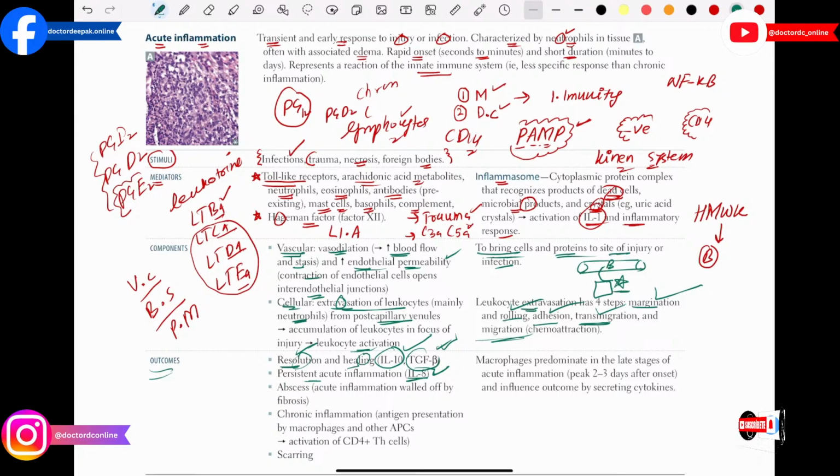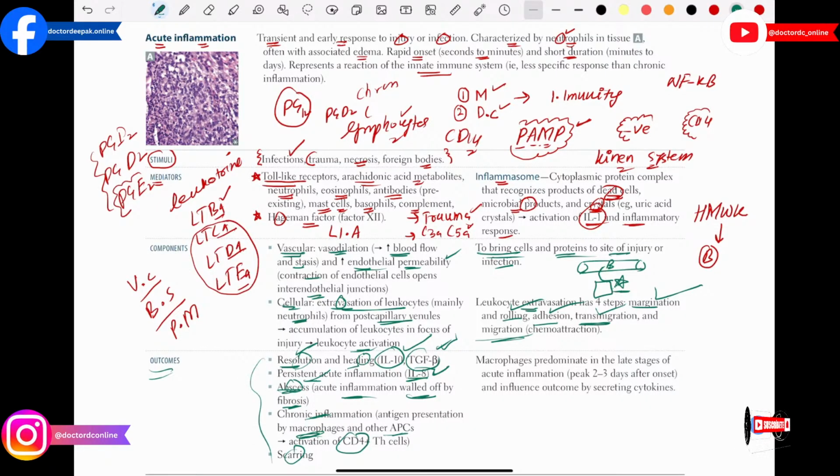Then after that, we know that during acute inflammation sometimes an abscess can occur. So acute inflammation walled off by fibrosis is called an abscess. Then if acute inflammation persists for like 4 weeks, 8 weeks, 10 weeks, 4 months, 6 months, it will become chronic. And always remember one thing, chronic inflammation is always characterized by macrophages and other antigen presenting cells that lead to the activation of CD4 plus T helper cells. And after acute inflammation, you can also get scarring. So basically these are the important outcomes.